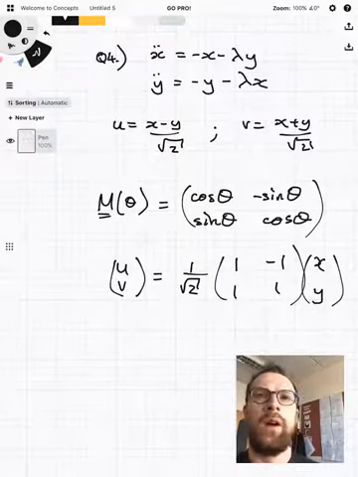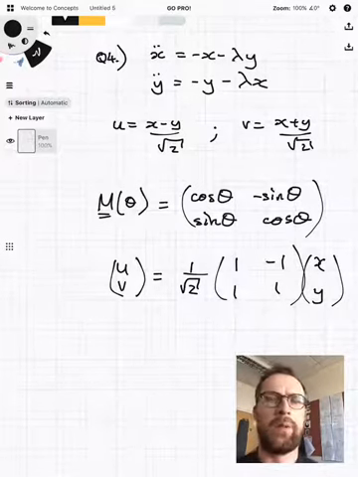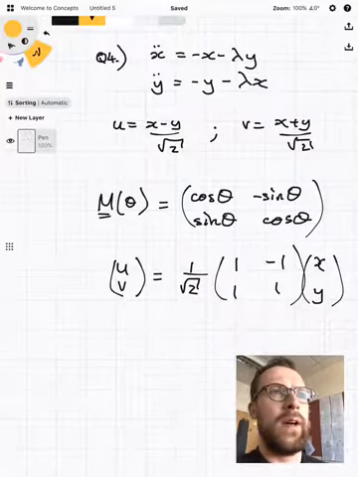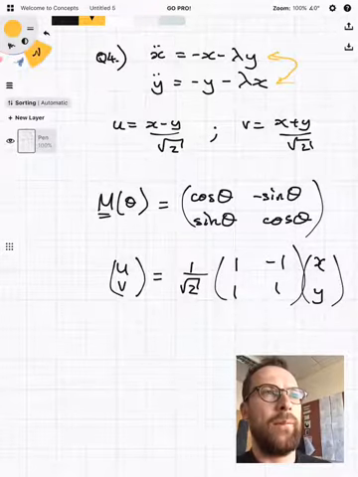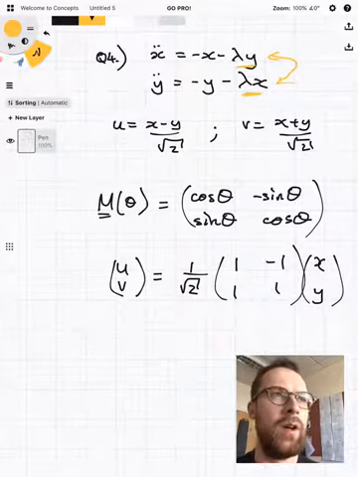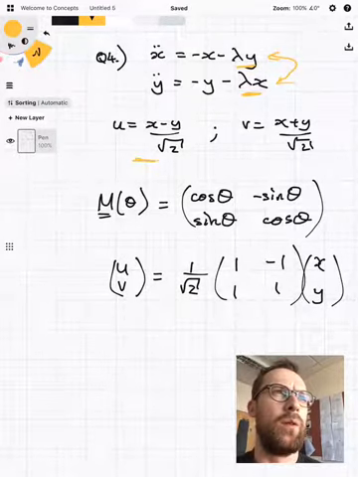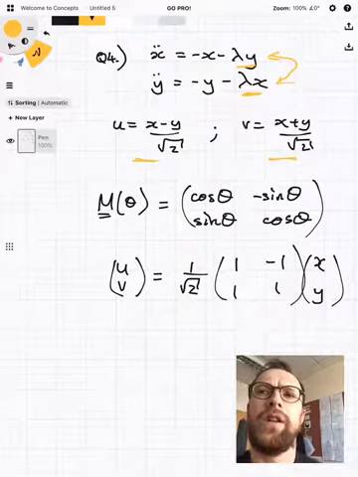This is a podcast for question 4 of the classical mechanics coursework. In question 4, what we have is the beginning of trying to solve this set of equations for lambda not small and lambda not equal to 0, but lambda equal to 1. And we can do that by changing coordinates.